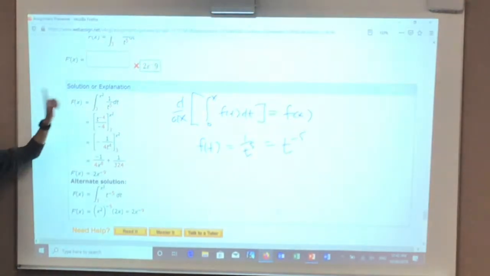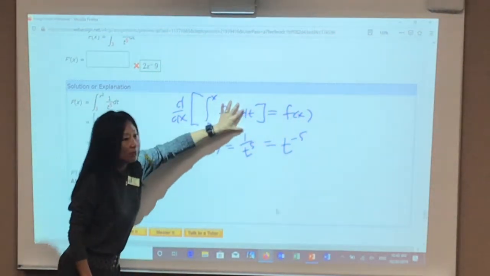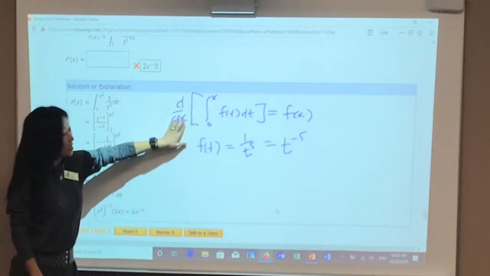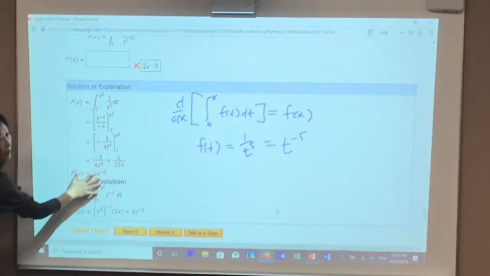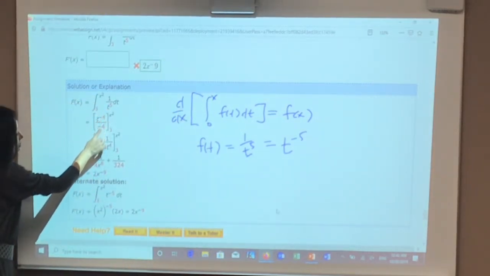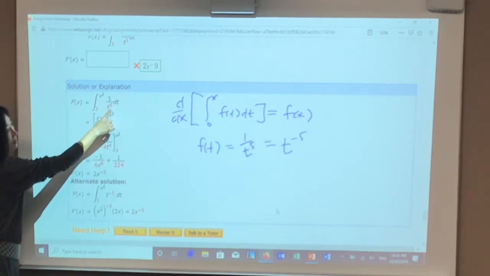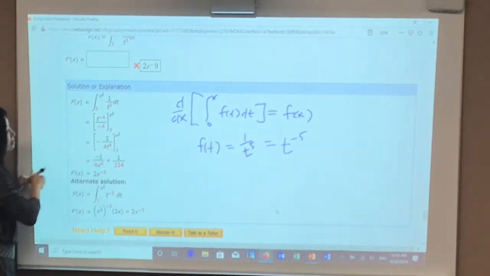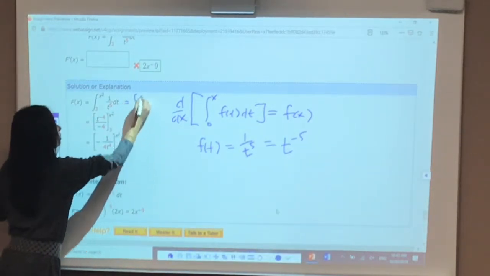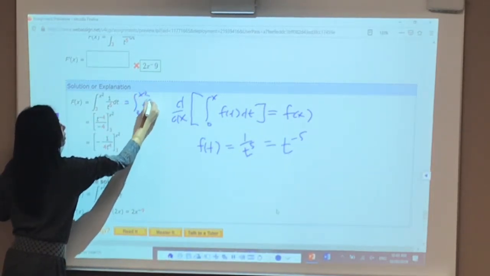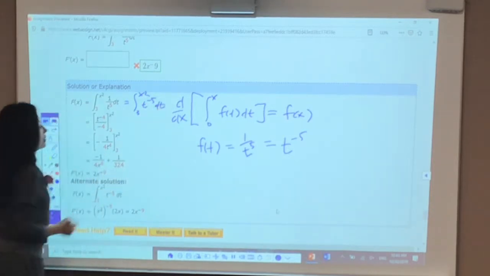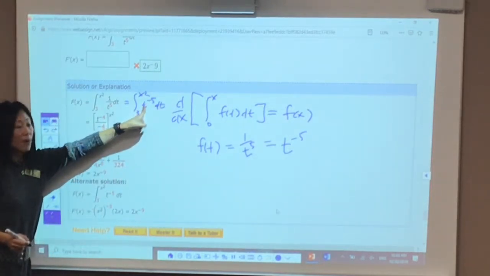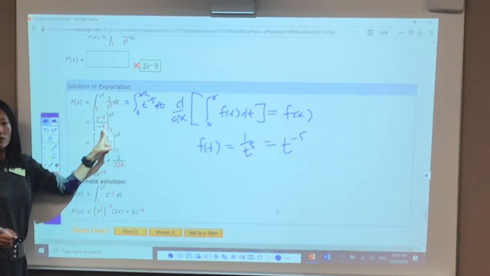It says, take the antiderivative first, and then take a derivative. So this is what they're doing here. Take the antiderivative of this. The antiderivative of that will be what? Negative 4 divided by negative 4. Are you with me, class? Let's add 1. Is everybody with me? Negative 5, adding 1 to the power gives you negative 4. Negative 4. Are you with me, class?